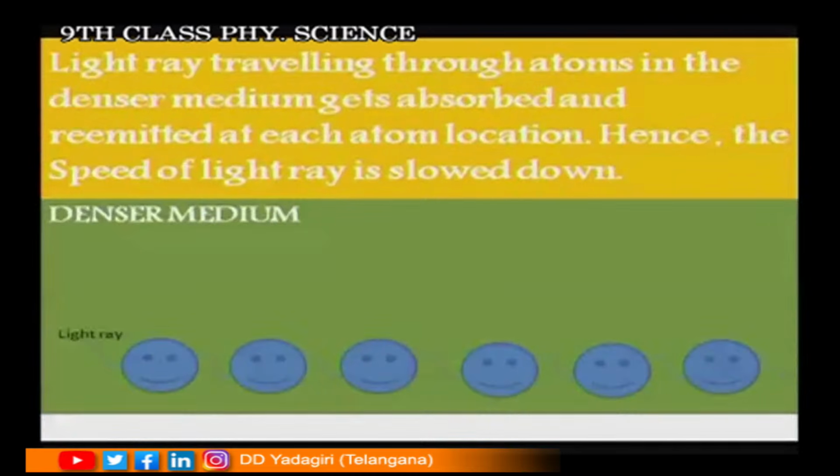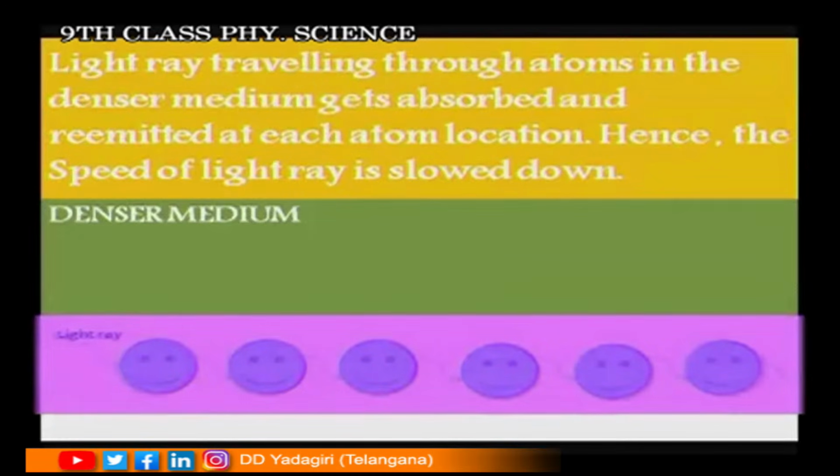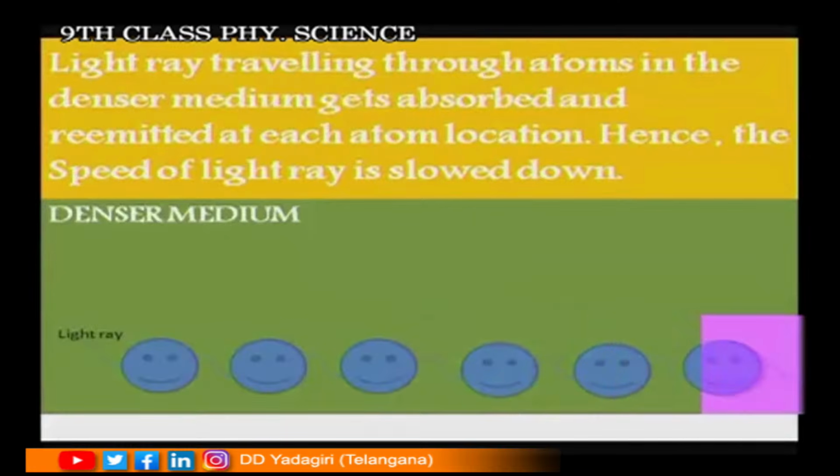Now, let us look at this atom arrangement. A light ray travelling through atoms in the denser medium gets absorbed and re-emitted at each atom location. Hence, the speed of the light ray is slowed down. Look at the light ray. It is passing through all atoms. As it passes, the light ray is absorbed at each atomic location and it is re-emitted. So, in this process, the speed of light decreases.